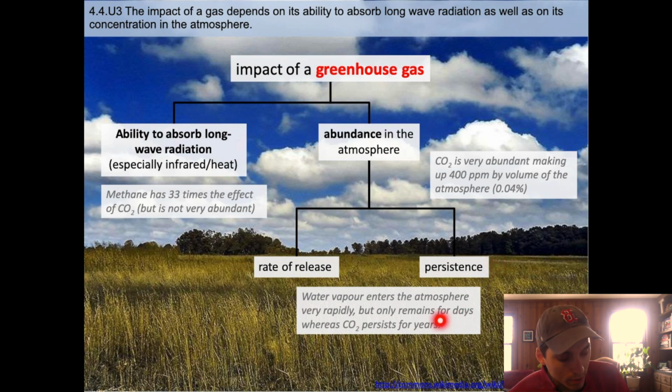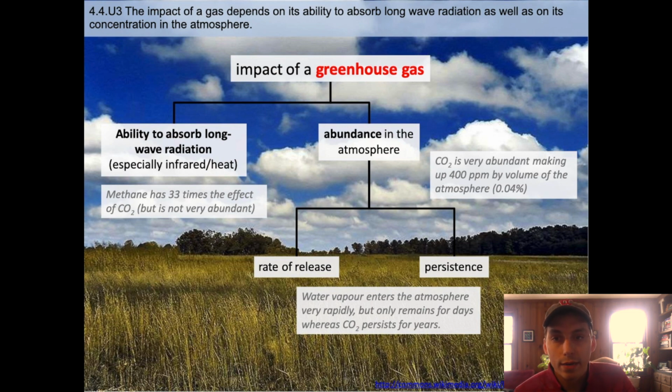And water vapor has a really rapid rate of release because there's constantly water vapor being released to the atmosphere through evaporation, but it only remains for a couple of days. So an individual water molecule is going to be evaporated up to the clouds, but then it's going to come back down as rain. Whereas carbon dioxide is going to stay up in the atmosphere for a very long period of time.